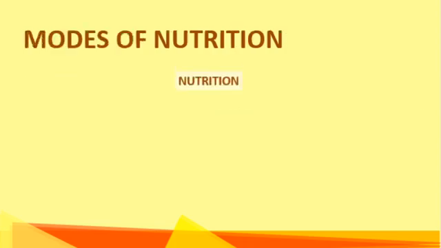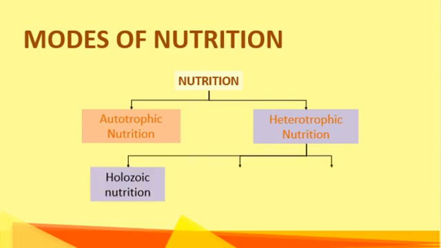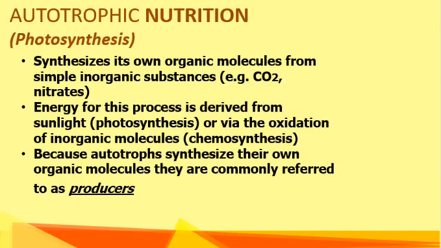The two main modes of nutrition are autotrophic nutrition and heterotrophic nutrition. Under heterotrophic, we have three more: holozoic, saprophytic, and parasitic nutrition. We'll get to know all the terms here as we go along. Let's talk about autotrophic nutrition first.